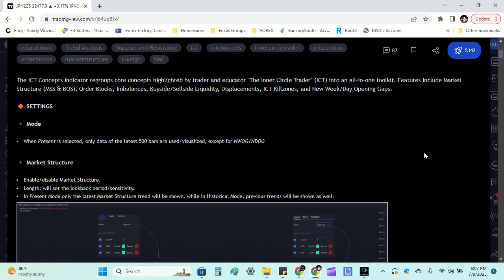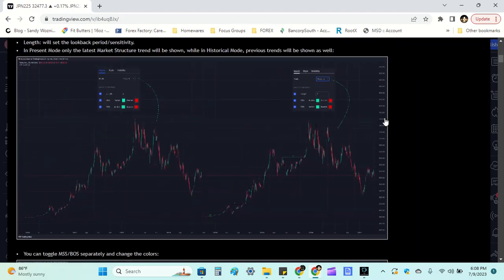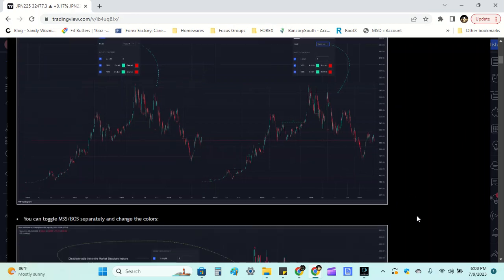Settings. So this is like the settings. I'm not going to read through that. You can just see what they are to see if these settings are fitting for you. Here's the acronym here: NWOG for new week opening gap and NDOG for new day opening gap. I thought I knew it by heart. Apparently I don't. So here are some settings where they show how the settings function with the chart.